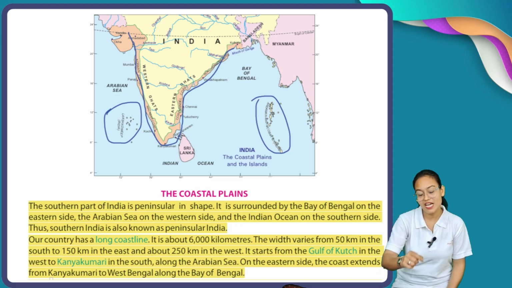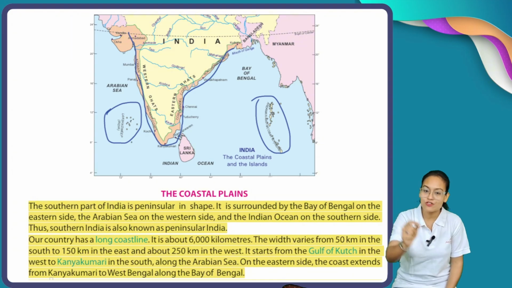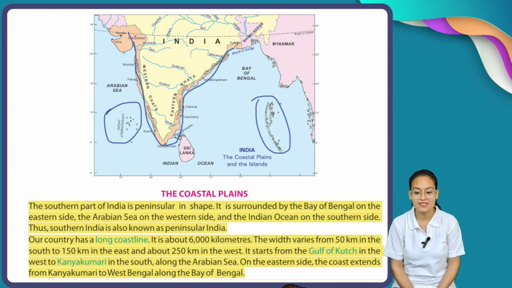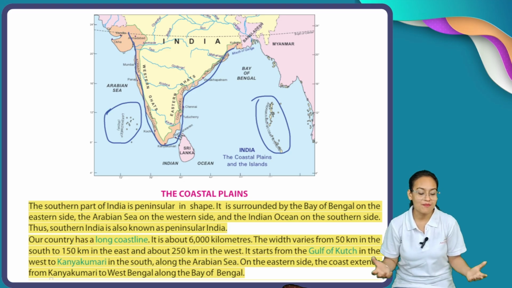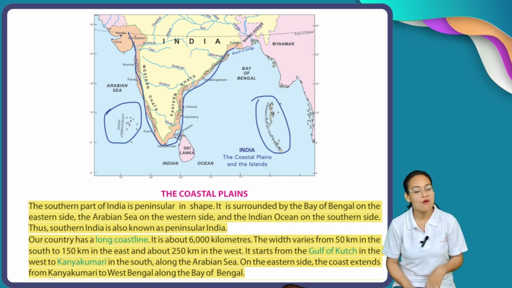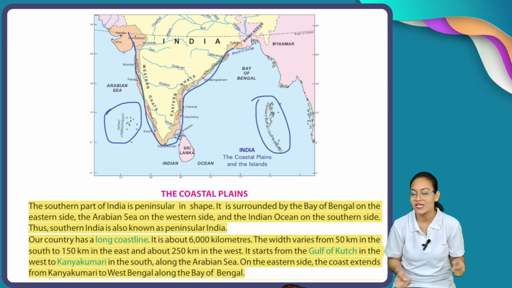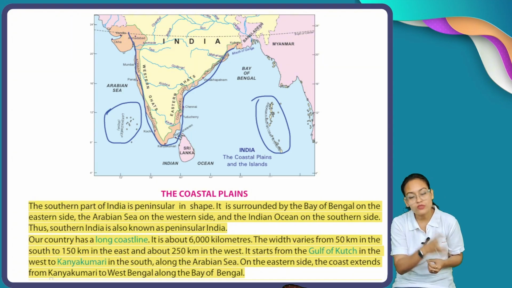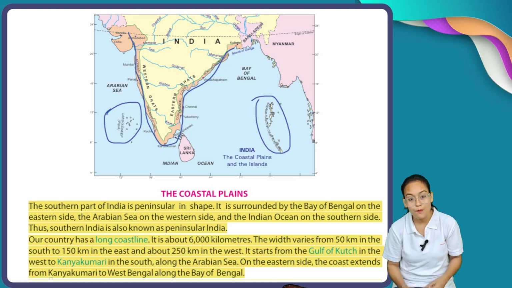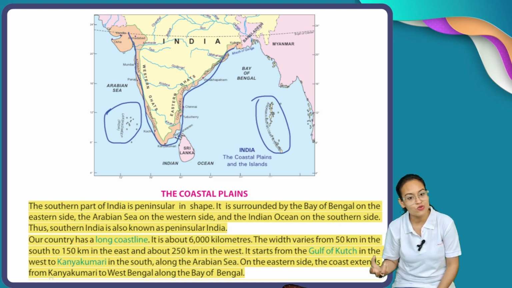So in this area, you can see there is a narrow strip. This is the orange colored narrow strip. This narrow strip is called our coastal plains. The Deccan Plateau separates the western coastal plain from the eastern coastal plain. Both of these coastal plains meet at Kanyakumari. So our peninsular India, our Deccan Plateau, divides our coastal region into two parts, eastern coastal region and western coastal region. And Kanyakumari is the meeting point of the eastern coastal plain and western coastal plain.